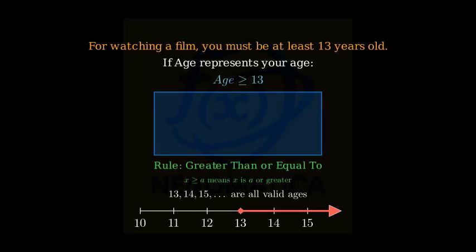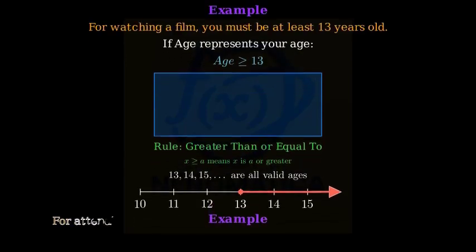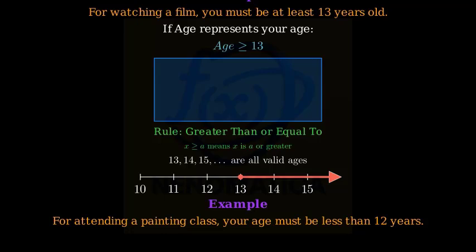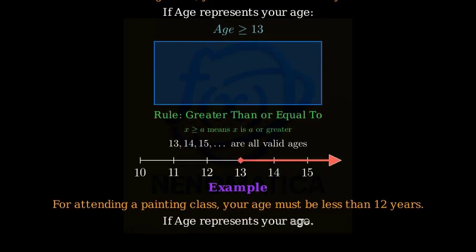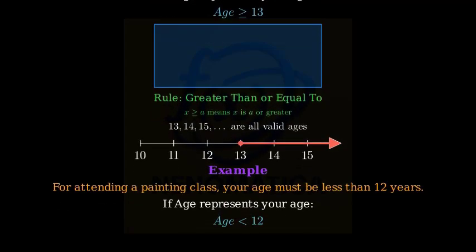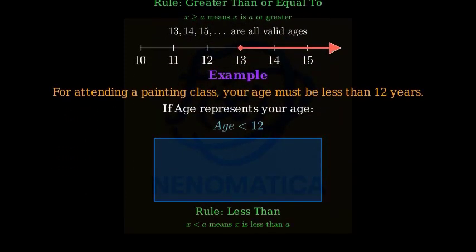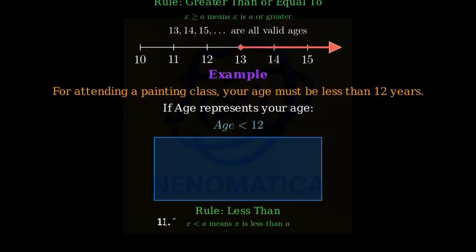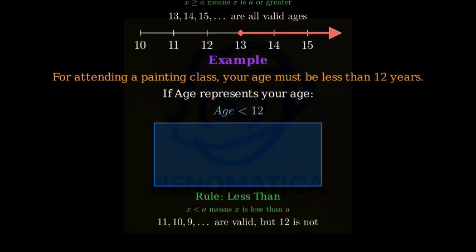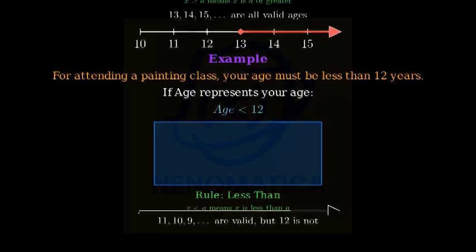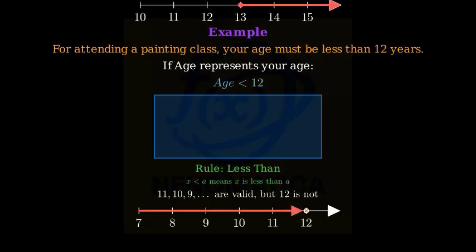Now, let's look at our second example. For attending a painting class, your age must be less than 12 years. If we represent your age as age, then we need age to be less than 12. This gives us the inequality: age < 12. Let's understand this inequality. The symbol less than means that age must be strictly less than 12. For example, 11, 10, 9, and so on are all valid ages for the painting class, but 12 is not allowed. On a number line, we include all points to the left of 12, but not 12 itself.